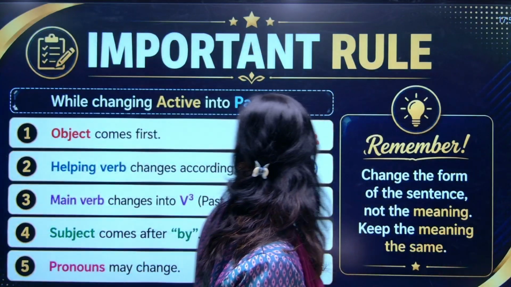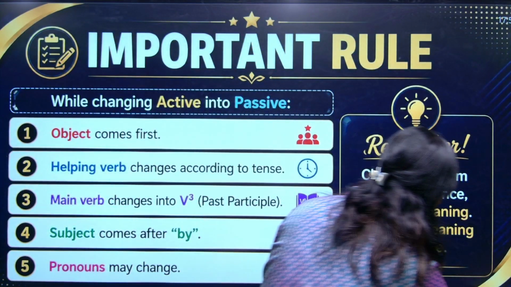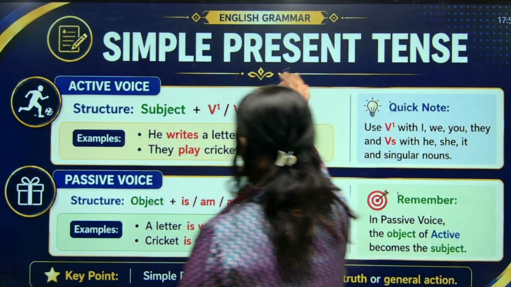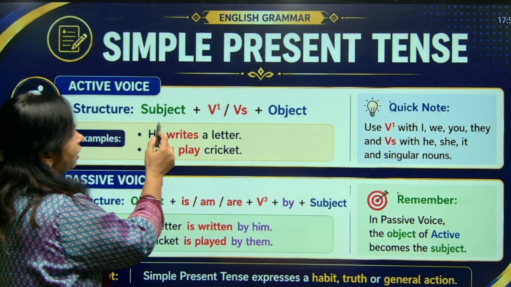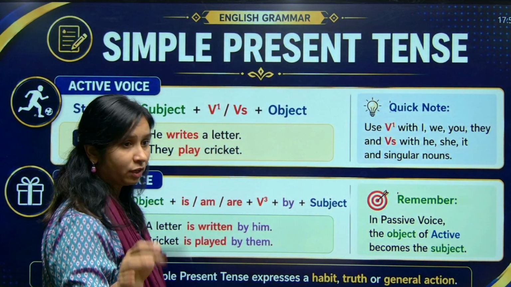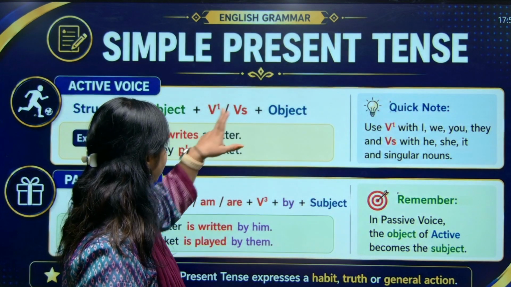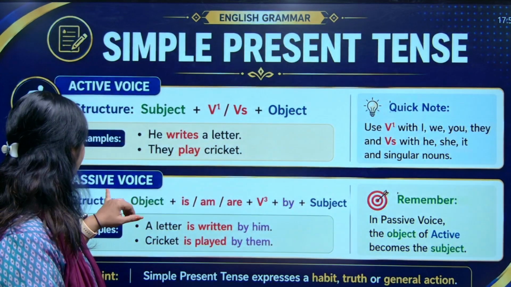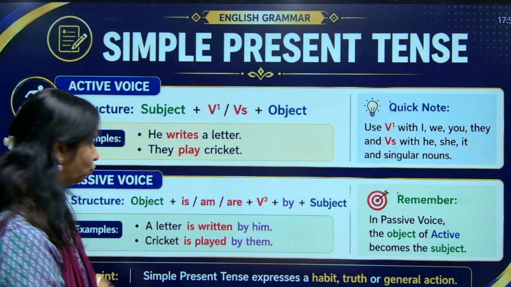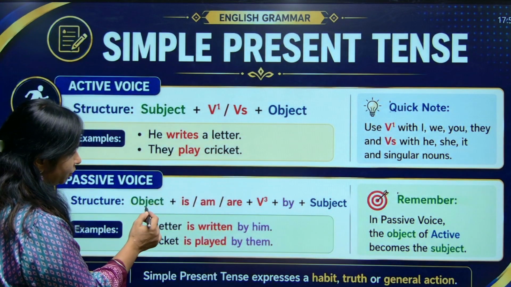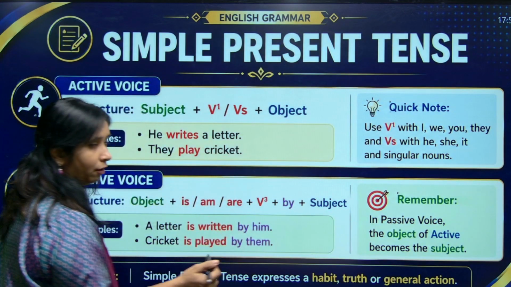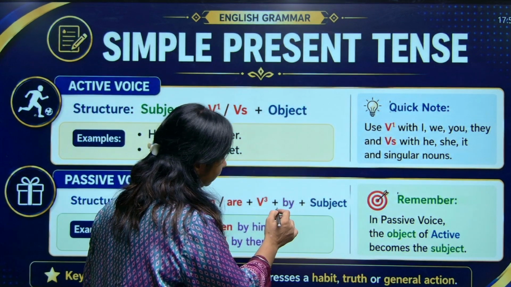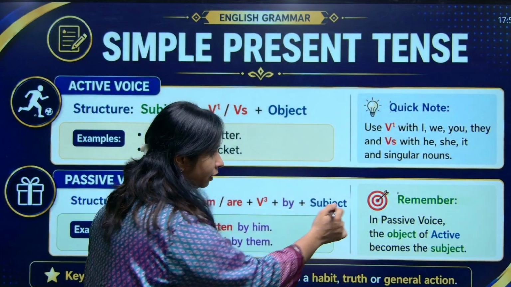First we will start with simple present tense. In simple present tense, the structure is subject plus verb first form, and we use s or es according to the subject. To change that, we just have to swap again: object plus is, am, or are, again with the verb's third form, and then the important part, by, and then the subject.